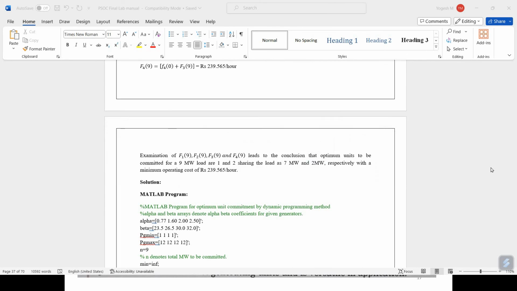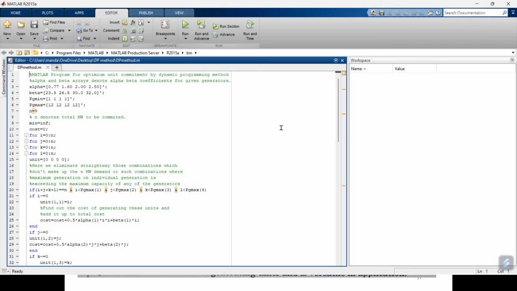For that, I have opened this M file. I will try to upload this M file in the video description also, so that you can easily download it and run this simulation from your side. This is the MATLAB program for the optimal unit commitment by the dynamic programming method, and the numerical is from the Nagraj Kothari book. Those who want to study this concept can refer to the Nagraj Kothari book, run this program, and study the dynamic programming method for unit commitment.